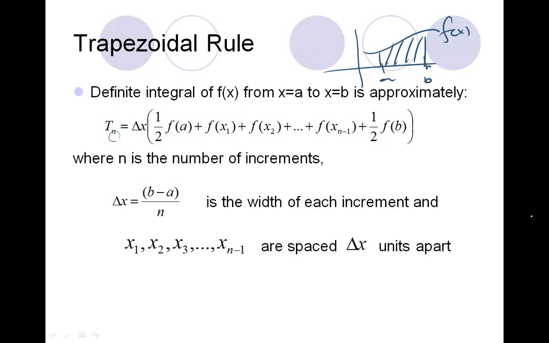Now this is a little different than the formula that I gave you a moment ago, and I'll show you how this works in just a second. N represents the number of increments. How many divisions do I make in my areas? Delta x is the distance from A to B divided by n, in other words, the width of each increment. And x sub 1, x sub 2, x sub 3 are spaced delta x units apart.